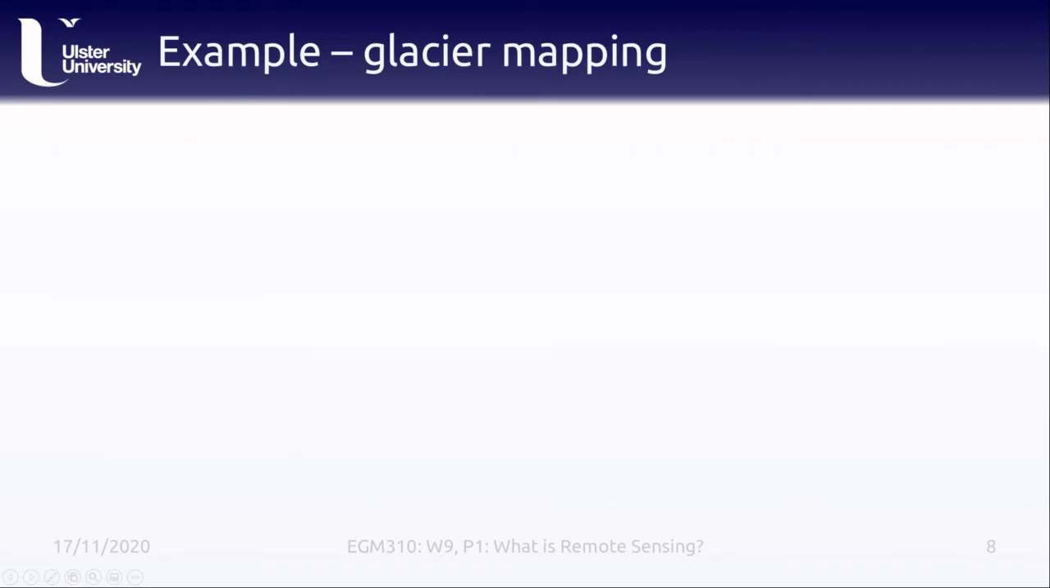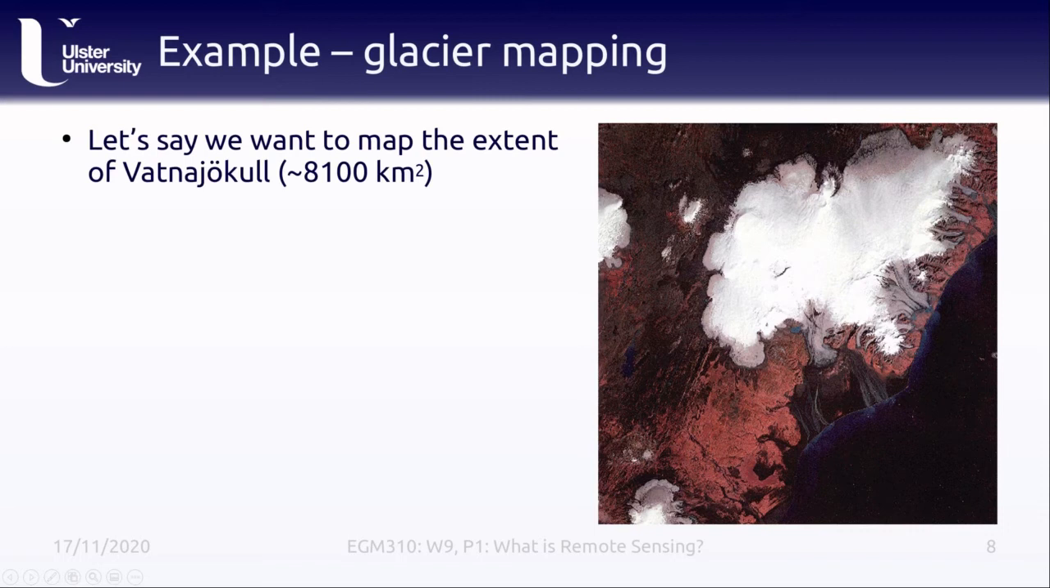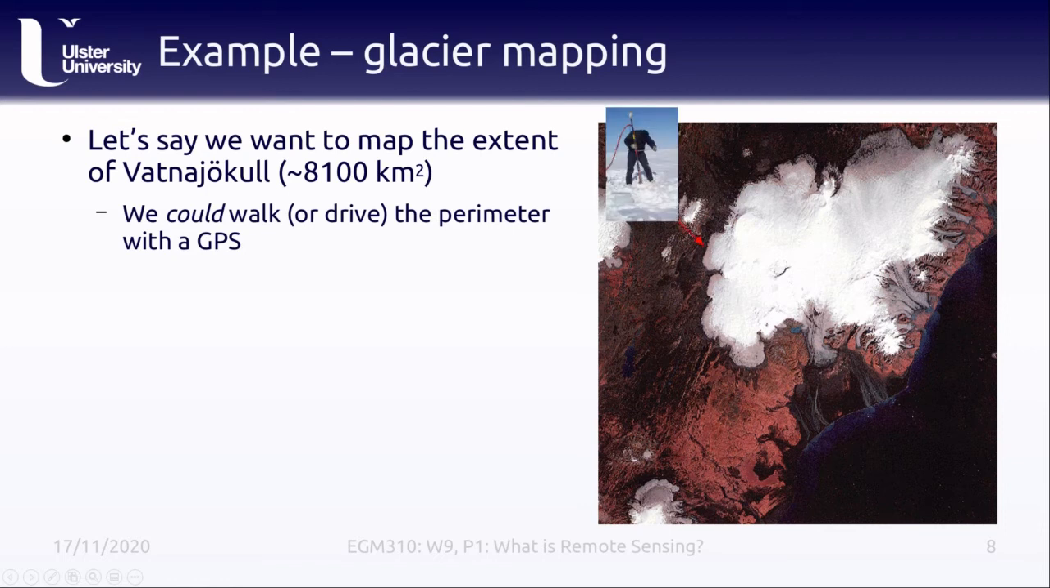As a first example, let's say we want to map the extent of Vatnajökull, the second largest glacier in Europe by area. Now, we could take a GPS, throw it in our backpacks, and walk around the perimeter of the glacier. If we're feeling a bit lazy, we could try driving it instead.